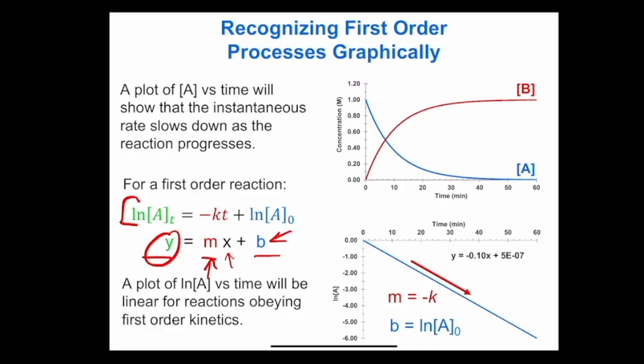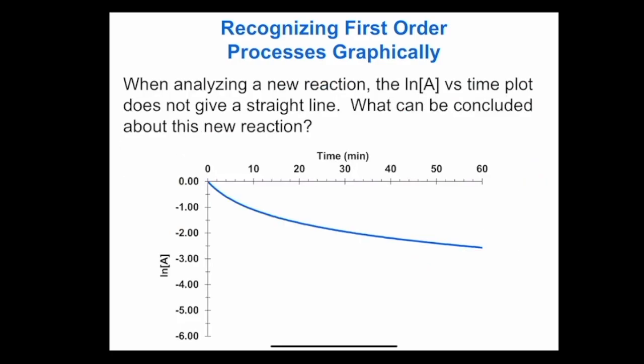This is useful experimentally because now I can use linear regression to solve those values. If my data is noisy or something, I can use it to extract it. It also is a very quick litmus test to say, am I dealing with a first order process? Is whatever I'm doing following first order kinetics?